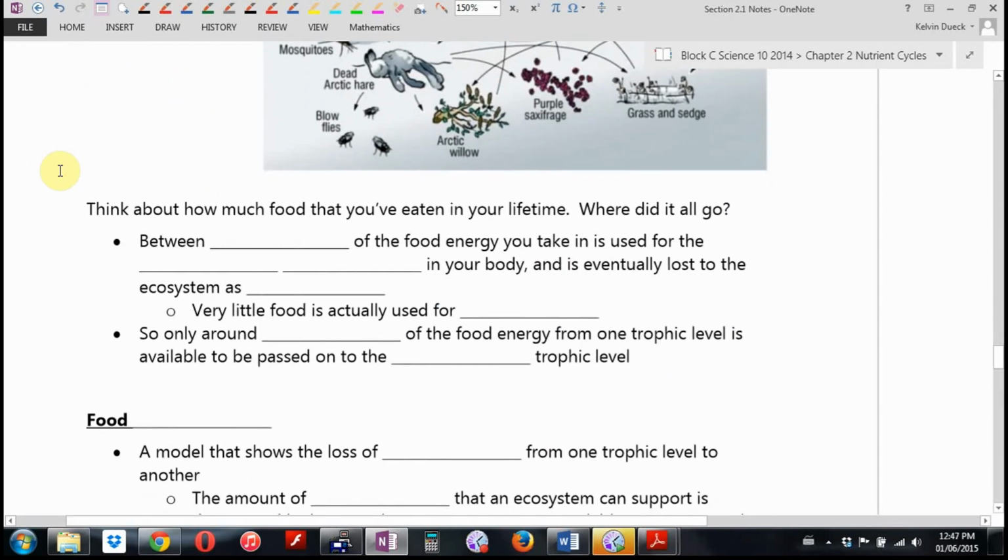Think about how much food you've eaten in your lifetime. Where did it all go? It did not go into your mass. Otherwise, all of you would weigh several thousand pounds over. You eat a lot of food over your lifetime. Turns out, between 80% to 90% of the food energy that you take in, it's used for the chemical reactions in your body. And it's eventually lost to the ecosystem as heat.